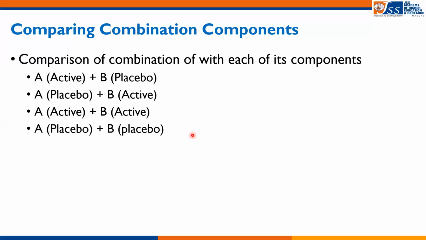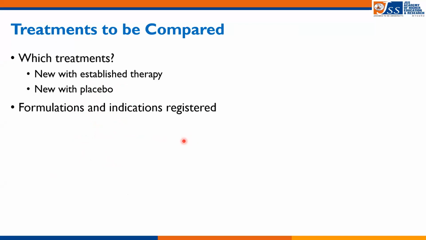Sometimes you need to compare a combination of products, where you can group in such a way that you have 2 packets to be given to a person. One packet can be active, second can be placebo in one group. Second can be placebo first, followed by active. In the third group, both of them are active. In the fourth group, both of them are placebo. So you can have stratification or combination multiple times.